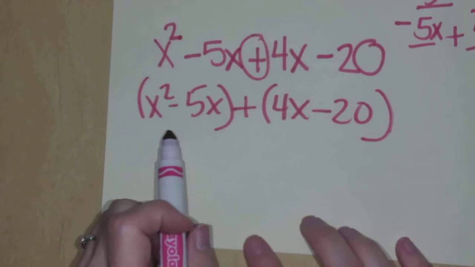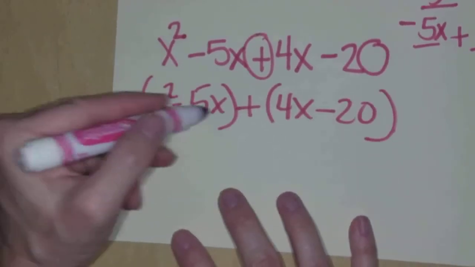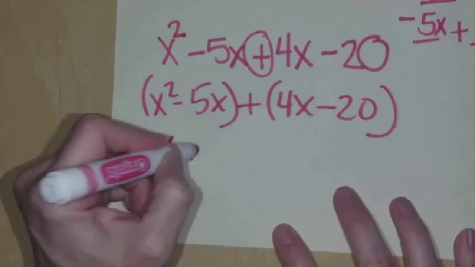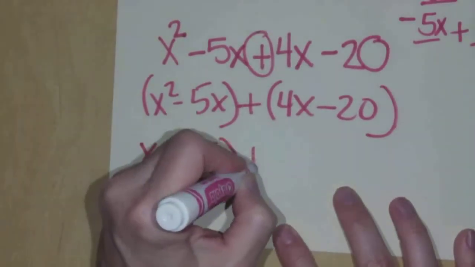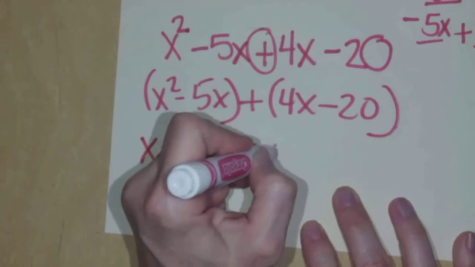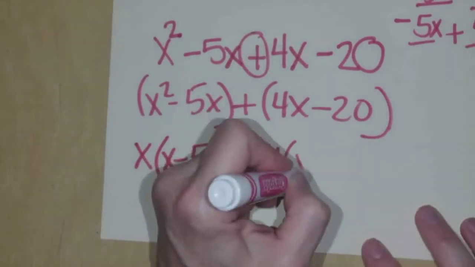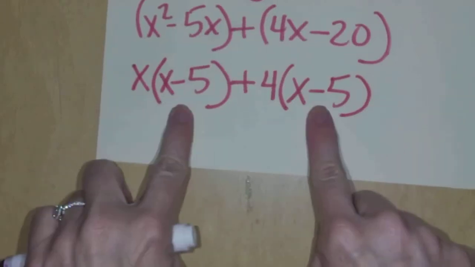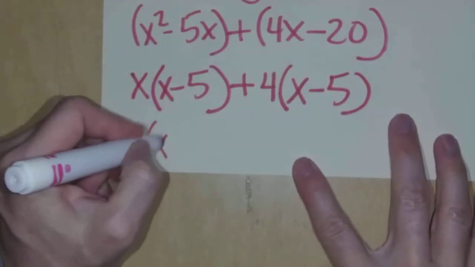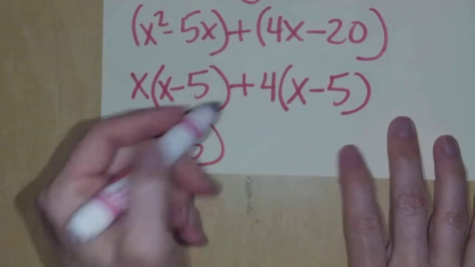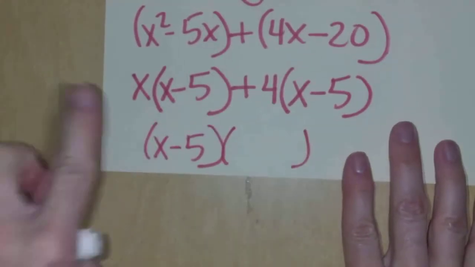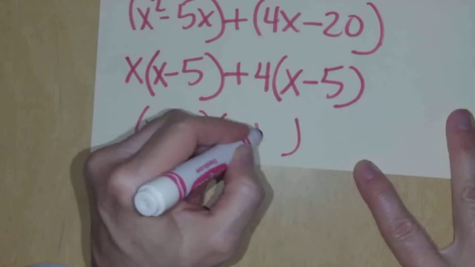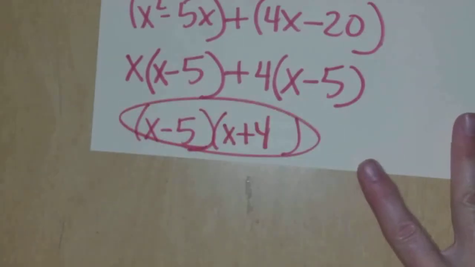Okay, so GCF of the first quantity here is just an x. We're left with x minus 5. GCF here, 4. And x minus 5. X minus 5 in common. We'll write that down as the first part of our answer. The second part of our answer is what's left over, the x and the positive 4. And that's it. See how fast it's starting to go once you get used to it?